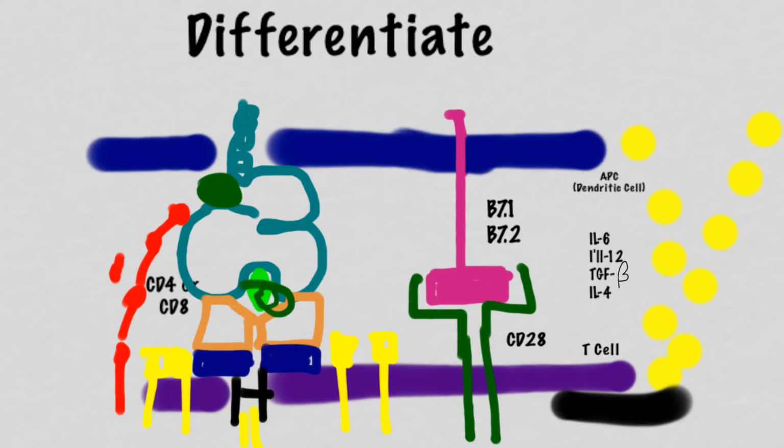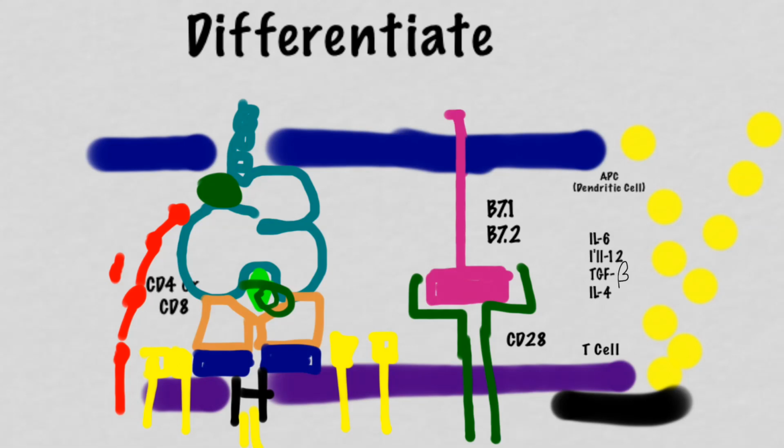These cytokines include IL-6, IL-12, TGF-beta, and IL-4. Each of these cytokines, given in different concentrations or in different combinations, can result in different effector functions for the T cell if it's a CD4 positive T cell. And we'll cover how that works in another video looking at the different T helper subsets that exist.